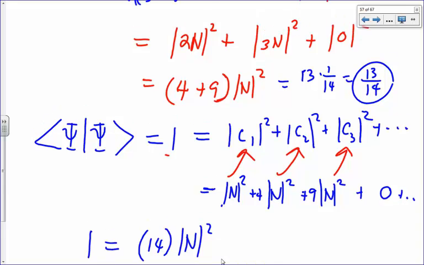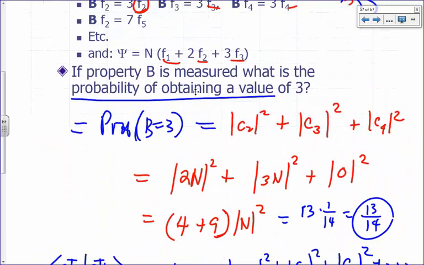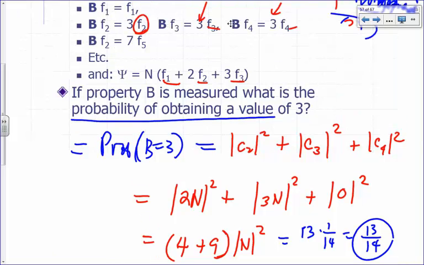So the probability that you're going to get 3 if you measure property B is C2 squared plus C3 squared plus C4 squared, because F2, F3, and F4 have an eigenvalue of 3. Okay? And so if you add up all those probabilities, you get 13 out of 14. Okay?